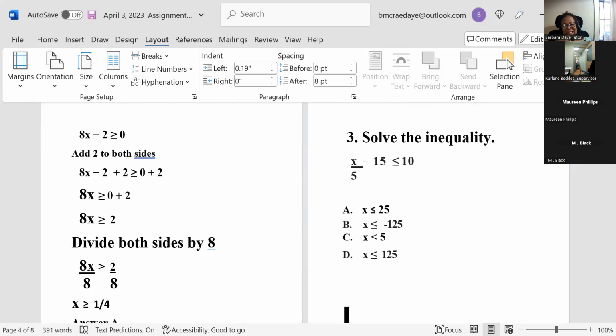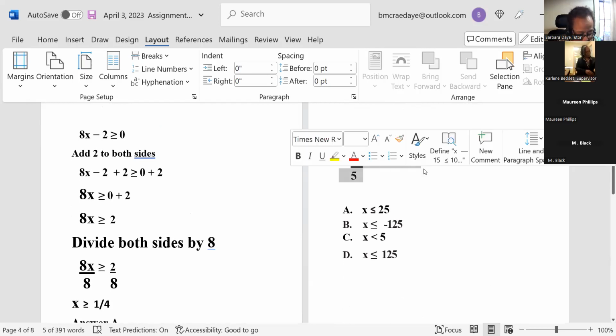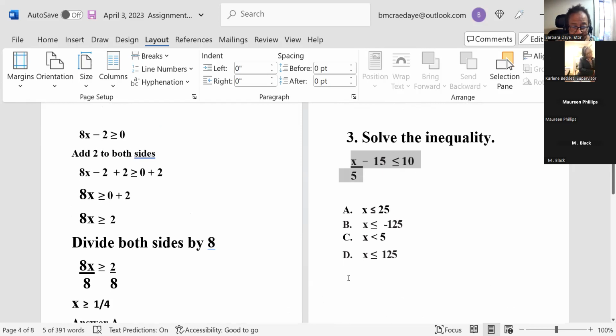Once you saw that x over 5, you said, oh no, this is too much, right? Well, what happened? Why didn't you solve it? Maureen, why do you say you couldn't solve it? If it was a multiplication, I would get it. I can't figure it out. I tried it 3 times and just gave up.